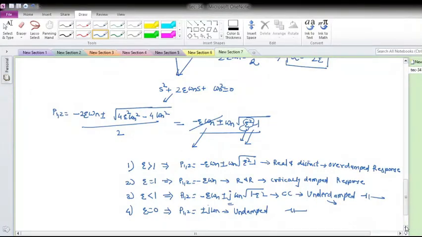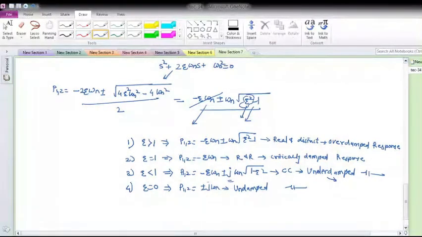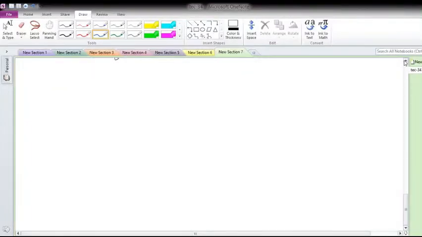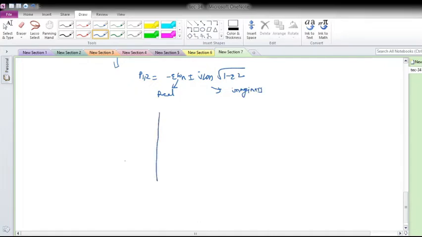Now let us take the critical situation, meaning the important situation, where the poles are complex conjugate. Let me take the poles as minus zeta omega n plus minus j omega n square root of 1 minus zeta square. Let me draw it in the S plane. This is the real part, and this is the imaginary part. So if I draw it on the S plane, it looks like this.